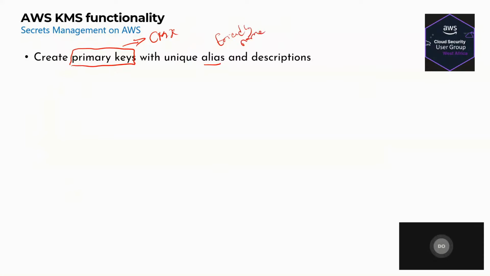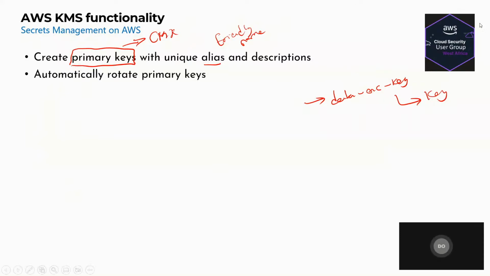So maybe I create a key and call it data encryption key, and that will be the friendly name that I'm going to use. Whenever I want to use the key, I can refer to that alias, which refers to the encryption key that I've created. We can implement automatic rotation for our keys. We'll talk a little more about this in other slides.